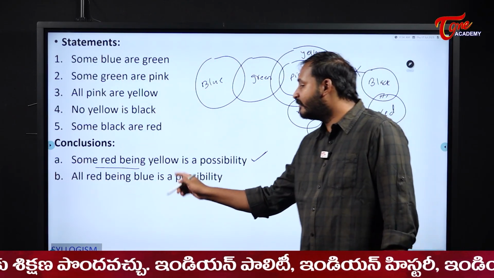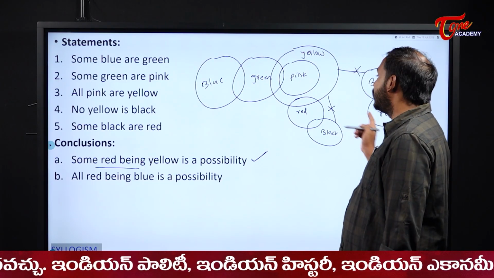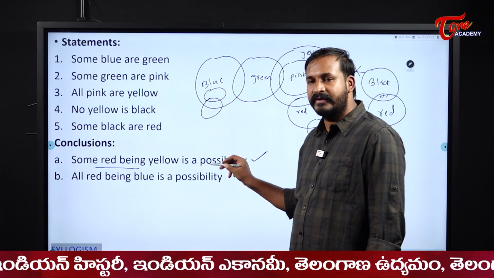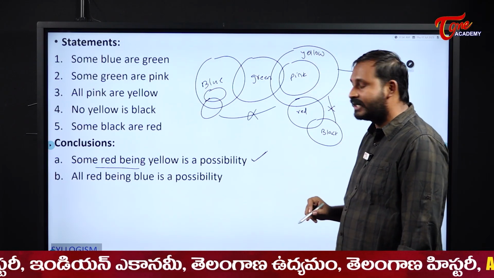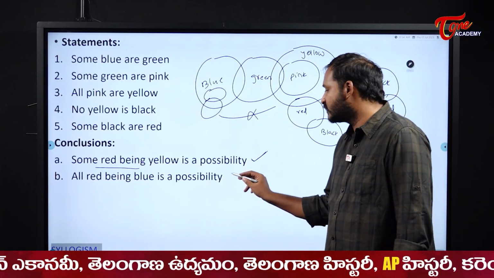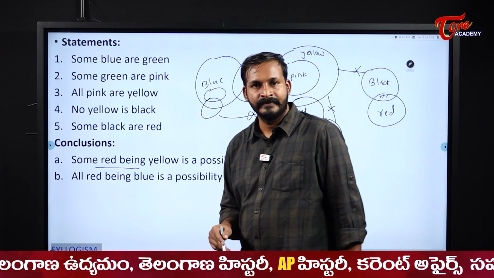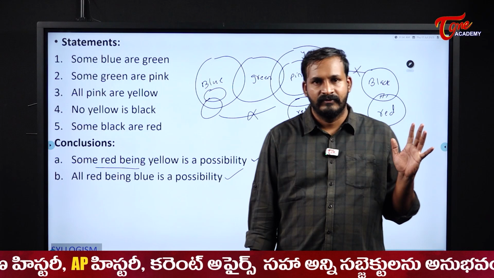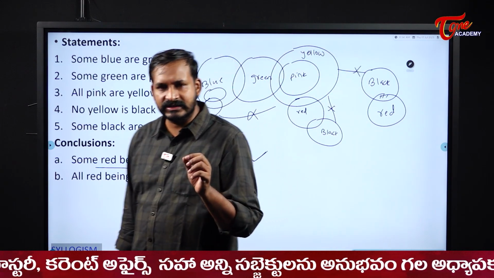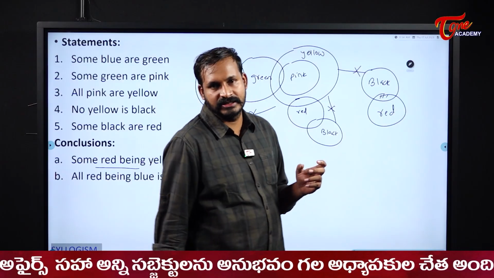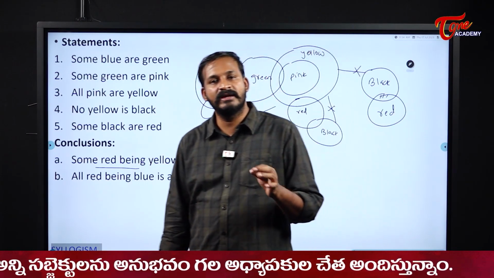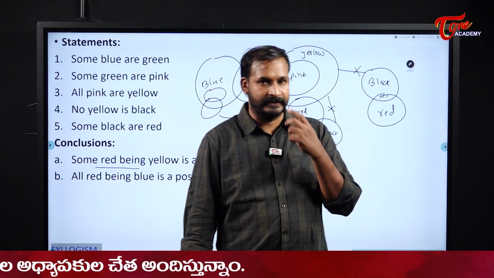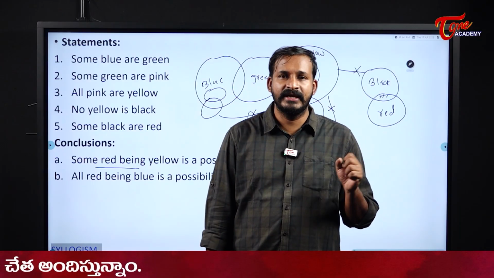Next, all red being blue is a possibility. That means I will draw the red completely inside this and black will come along with that, and still there is no relation between black and yellow. Yes, it is a possibility, sir. So then that is also true here. Understood? Possibility condition, we will always try to make it true with the help of an alternate diagram. It is a very rare case, but you should know this one, students. Possibility condition is also very important. In some examinations nowadays they are asking about this possibility only.